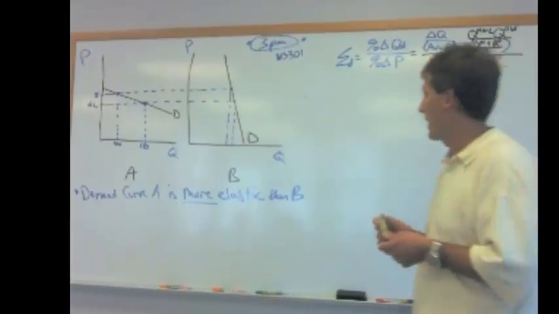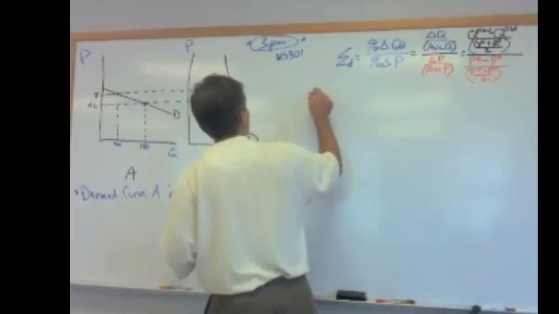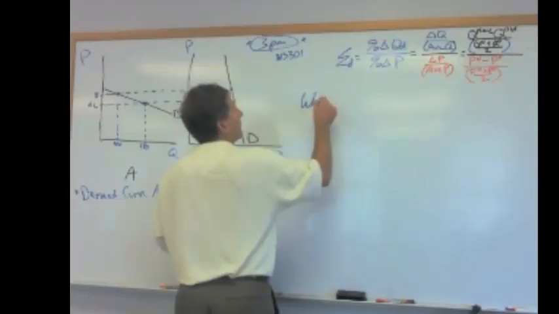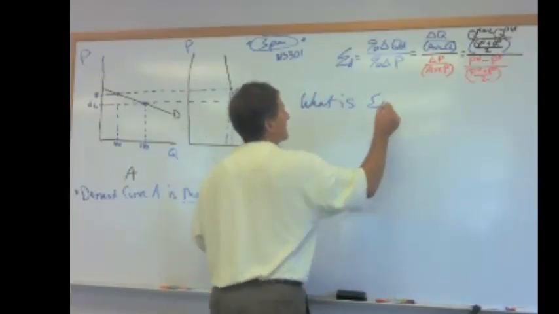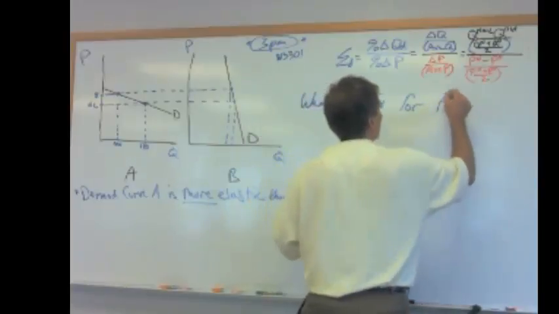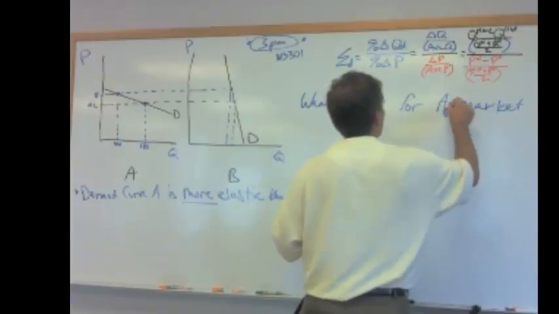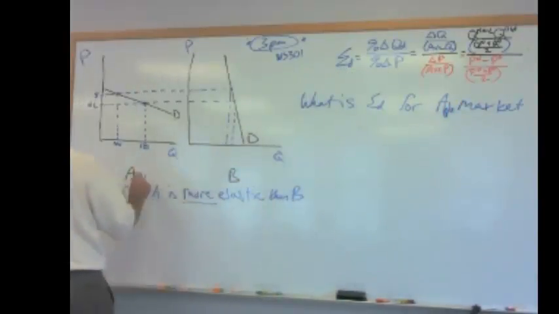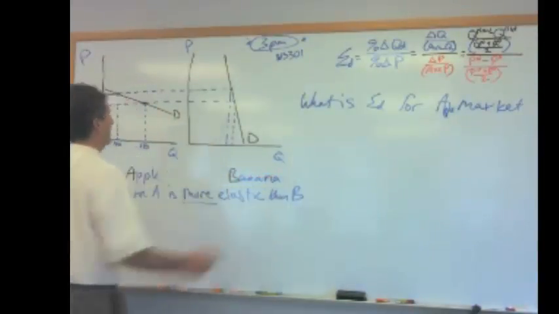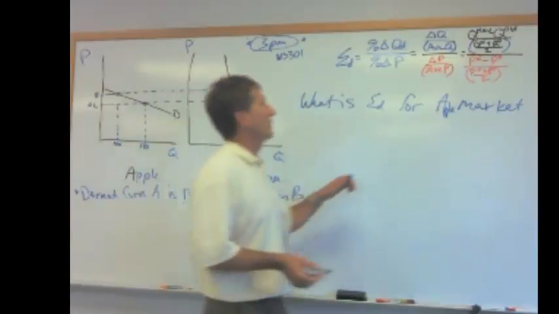So let's practice. Let's see if we know what we're doing. What is the elasticity of situation A? What is the elasticity of demand for our A market, the apple market? Maybe I'll just put apples in there. I hate using A's. Apples, and this was the banana market. What is the elasticity of demand for the apple market?